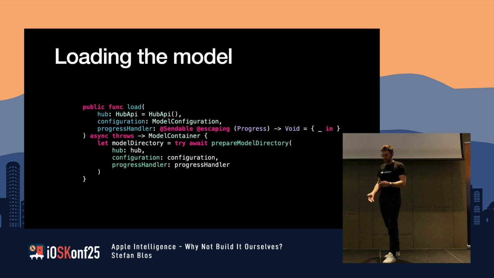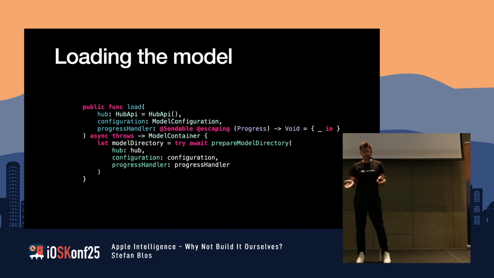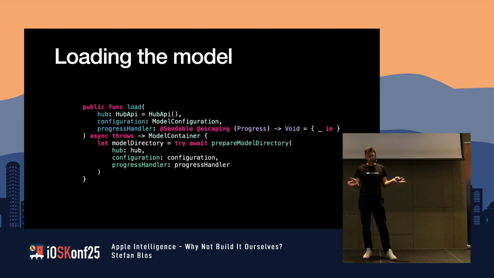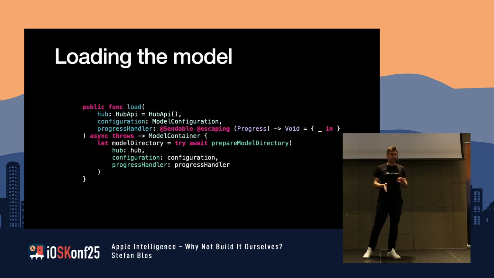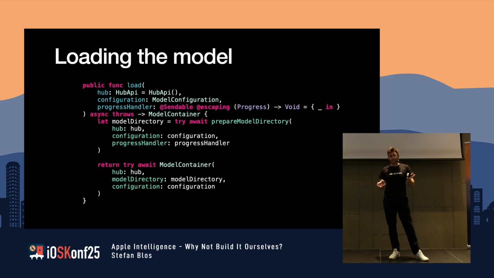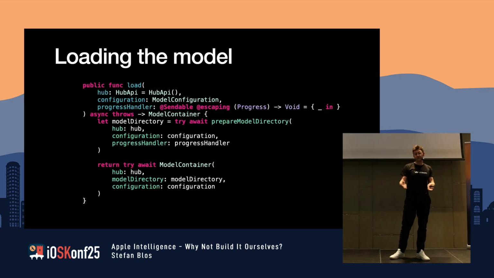And then we can prepare the model directory. We want to save this model somewhere on our device, and we can hand in the hub, the configuration, and the progress handler. We then create a model container, which is the object that we can later use to do predictions, into which we again put the hub, the directory, and the configuration, and we return this.